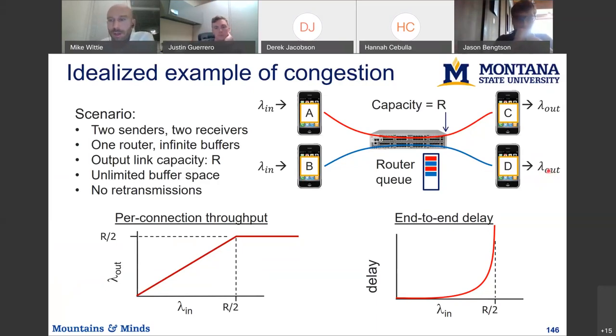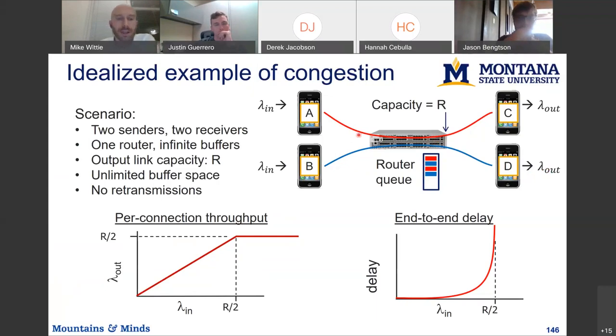Okay. So ideally, we would have lambda in being equal to lambda out. But if there's congestion, this doesn't happen. For example, when these two nodes are oversending, maybe packets are going to get lost in this queue as it fills up, and then one will not equal the other. You can idealize it and say, well, these router queues are going to have infinite space, so there's never going to be packet loss. And then you basically just get to delay, and lambda out will be limited by the network capacity R.